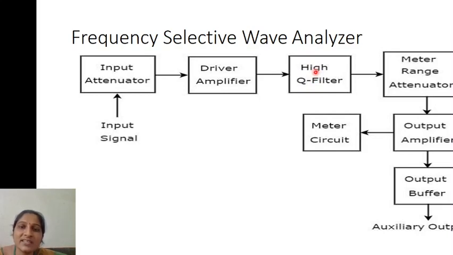That means in the range which you are obtaining here, out of the range of frequencies, only a particular frequency is allowed at the output of the high Q filter. So only that particular frequency is tuned at that filter, so only those frequency components are allowed here. And at that frequency, the meter range attenuator, if that frequency is very high, that means it is outside our meter range, then it will stop that frequency signal.